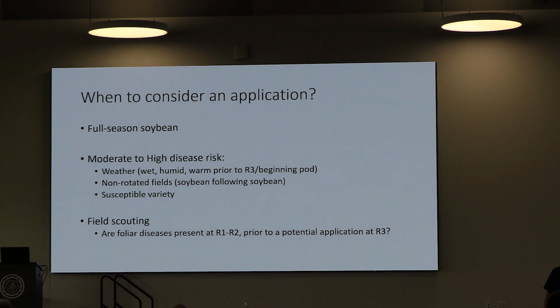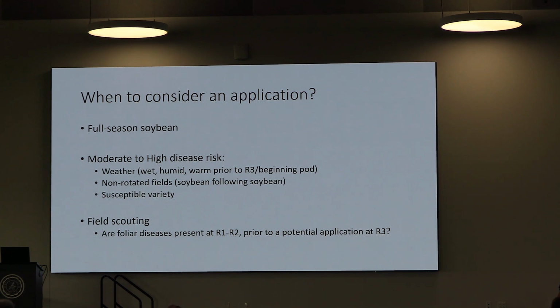The other thing you have to think about is risk. We might go into a drought. We had data from 2012 included in some of those data that Boris presented. 2012 was a drought year, right? We didn't really see yield responses from a year like that, even if we planted a susceptible variety. So weather plays a huge role here. So you have to think about the weather. Moderate to higher disease risk, which would include things like wet, humid, warm weather prior to R3.